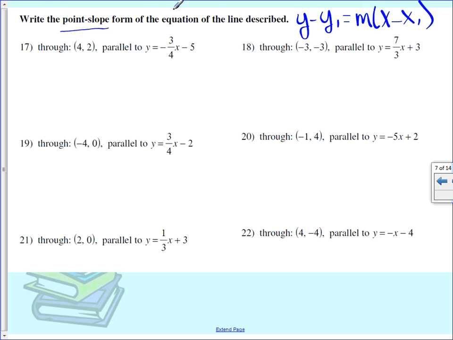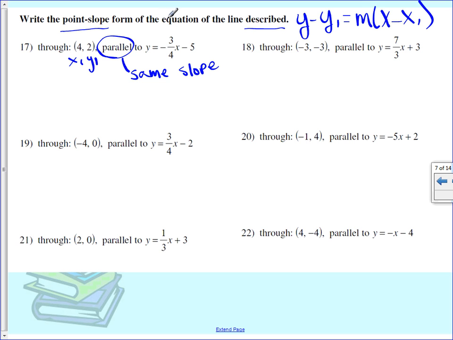Write the point slope form of the equation of the line described. So here it's telling us there's a point. These are your points, x1, y1, but if the line is parallel to y equals negative 3/4 x minus 5. What does parallel mean? Has the same slope, okay?